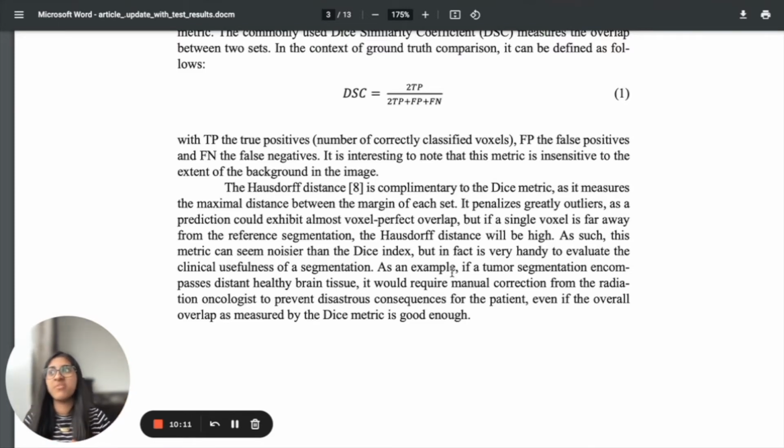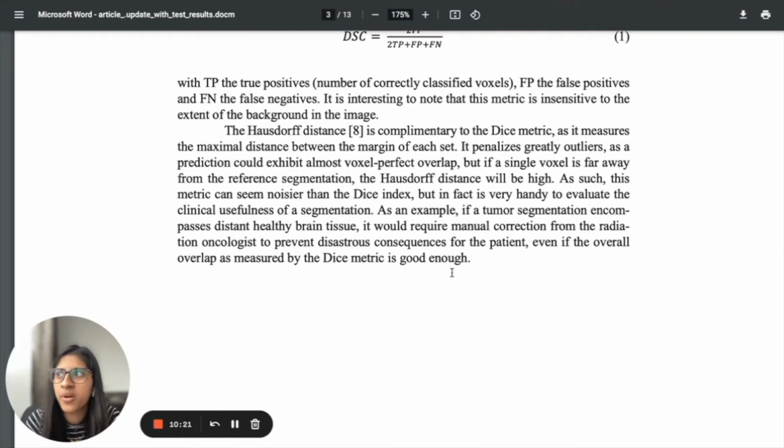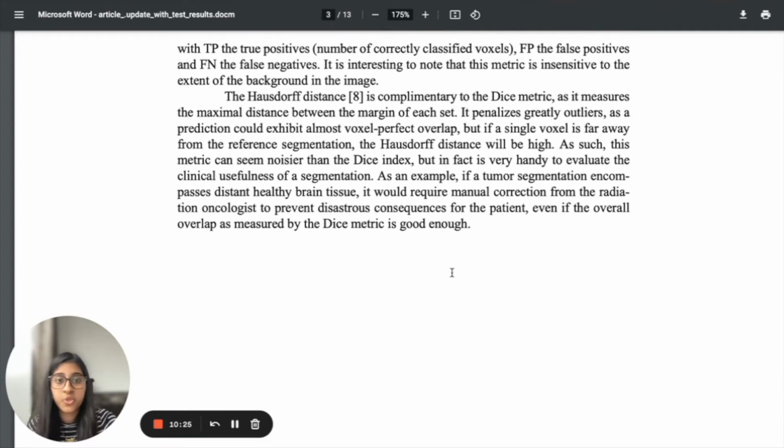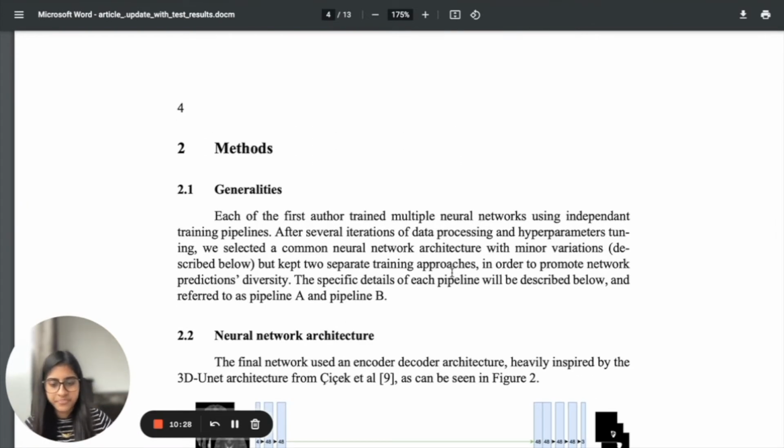And so it really helps to evaluate whether this model is actually working, or whether it's just not real, or doesn't have a proper accuracy. So the Hausdorff distance is very reliable and helps training a lot. So that's what it's trying to say here.